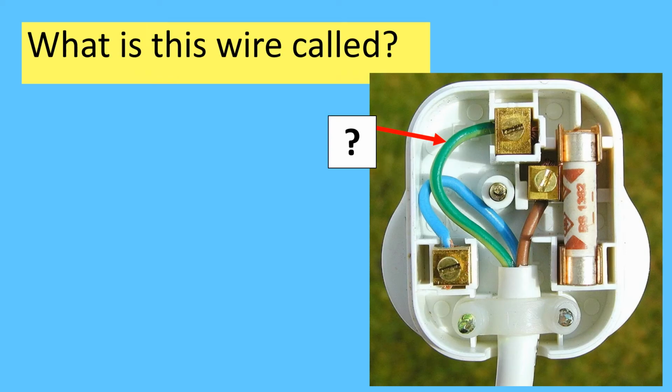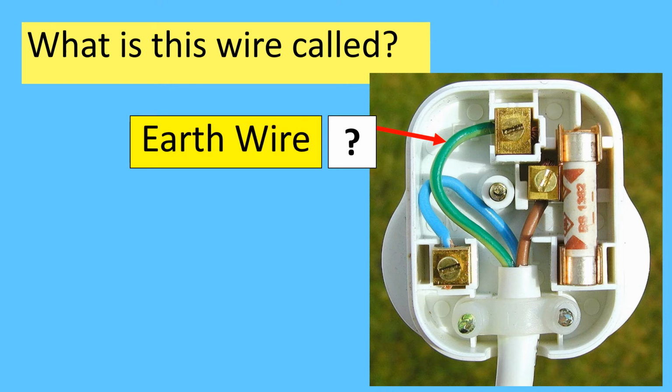Question number 1. What is this wire called? And there's a red arrow and it's pointing to what looks like a green and maybe a yellow wire. Green and yellow wire. What is this wire called? Absolutely spot on. It's called the earth wire. The earth wire.